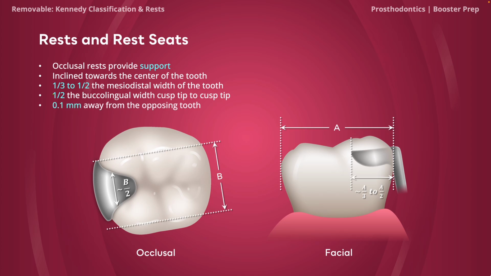Finally, you need your actual rest once fabricated to be about 0.1 millimeter away from the opposing tooth. And you may say, 0.1 millimeter, what the heck? That doesn't seem practical to measure. And you're right. So all you need to know is that the rest cannot be involved in occlusion. Just make sure that it doesn't touch any opposing teeth in any mandibular movements and you'll be fine.